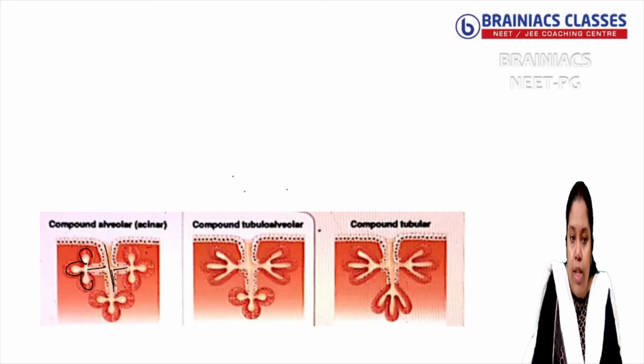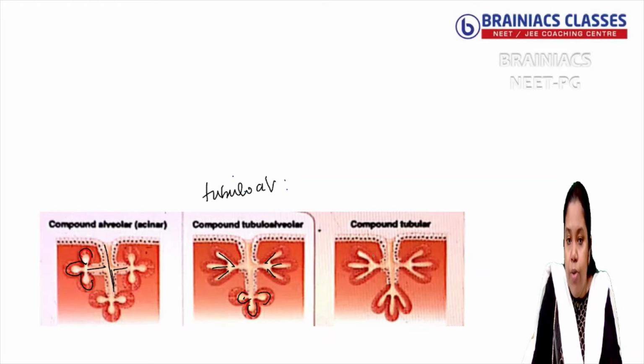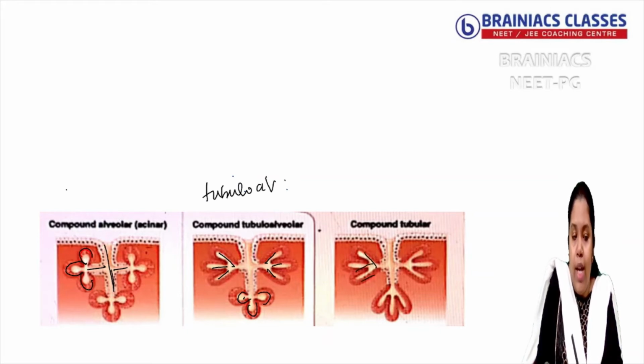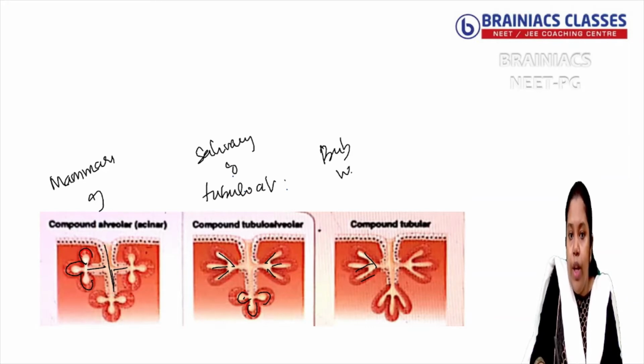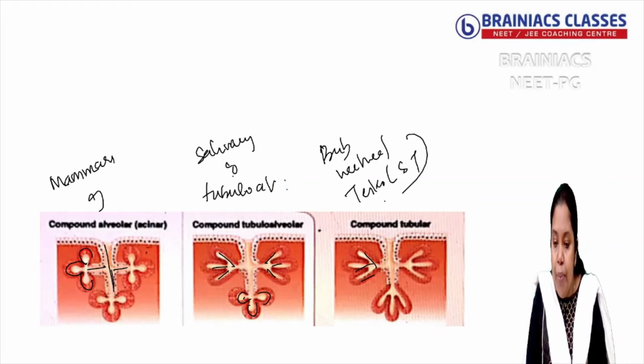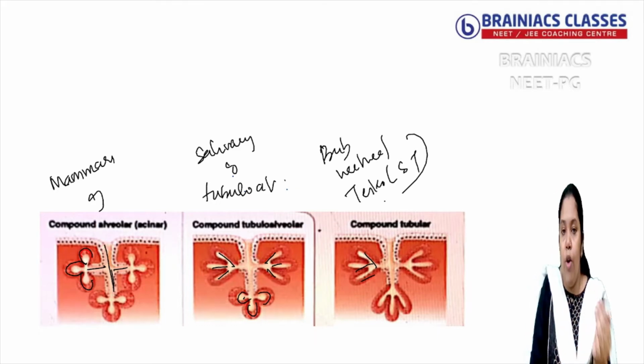So here the secretory part is tubular and alveolar. Can you see here? So it is the compound tubulo-alveolar. When it comes here, it is tubular. Examples are the mammary gland, the salivary gland, and the bulbo-urethral gland. Then you have the testis, which part? Seminiferous tubules. So this is about the compound glands and simple glands.